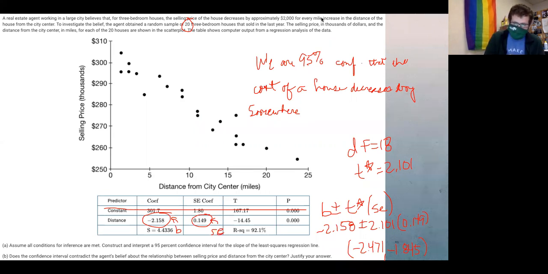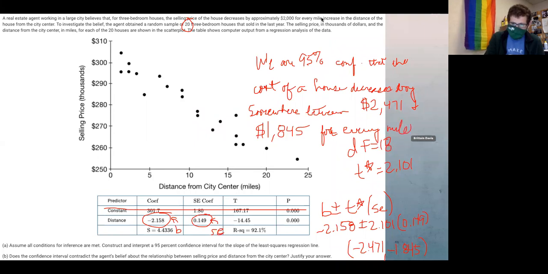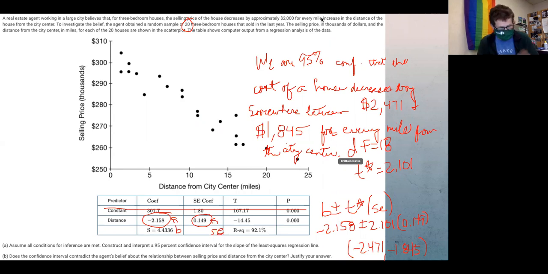That the cost of a house decreases by somewhere between $2,471 and $1,845. Remember, the dollar amount is in thousands of dollars. So it's going to decrease somewhere between this amount for every mile from city center. All right, so that's my interpretation from part A.